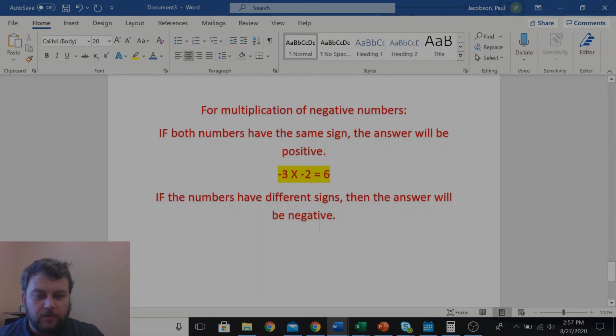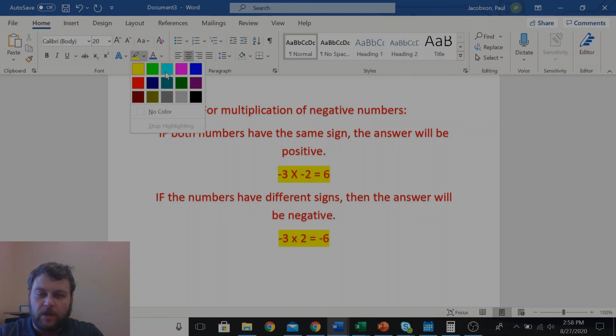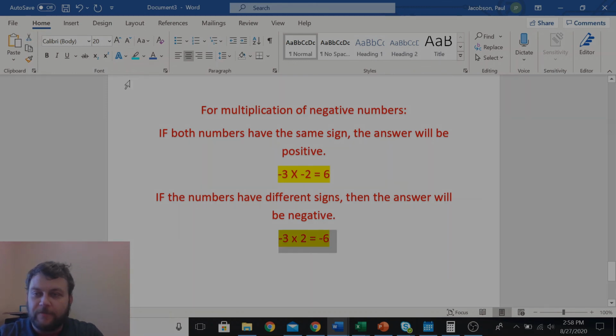How about this one? Let's look at the same thing, but negative 3 times a positive 2. Now the signs are different. If the numbers have different signs, then the answer will always be negative, okay? Now this is just when we're looking at a pair. You have one number times another number, but the answer will be negative 6. And we'll highlight that one blue. Okay, perfect.